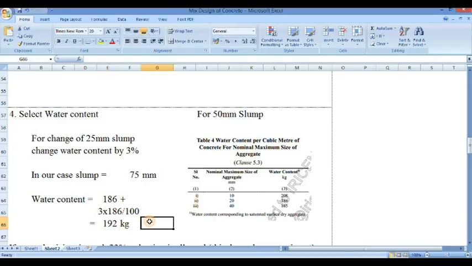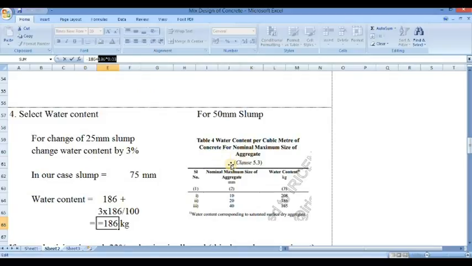Let's calculate it by yourself in your calculator. 3% of 186, the base value is 186 liter. You have to just add it to the previous 186 liter. Now the revised water content is 192 kg for producing 75 mm slump.